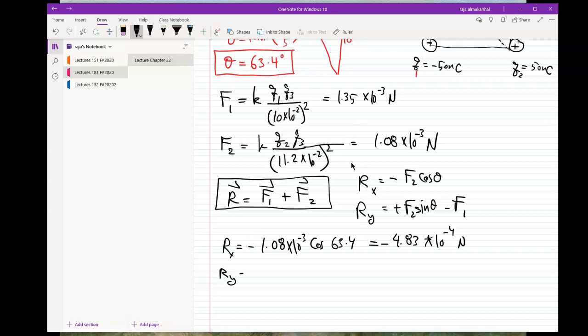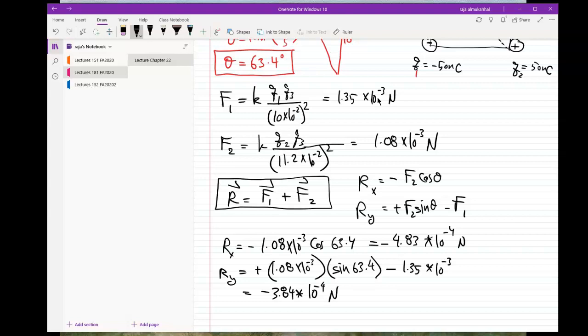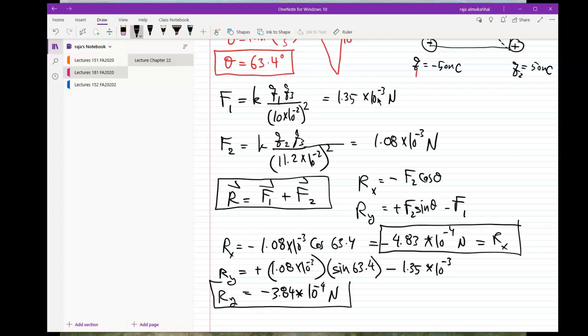Now R sub y, that's going to be positive F2, which is the same number, 1.08 times 10 to the negative 3 times sine 63.4, minus F1. Well, F1, I found it to be there, so that's going to be minus 1.35 times 10 to the negative 3. If you do the calculation, you will get negative 3.84 times 10 to the negative 4 Newton. There we go, R sub y, okay? So I got R sub x right here, and I got R sub y right there, okay? I'm almost done with the problem.